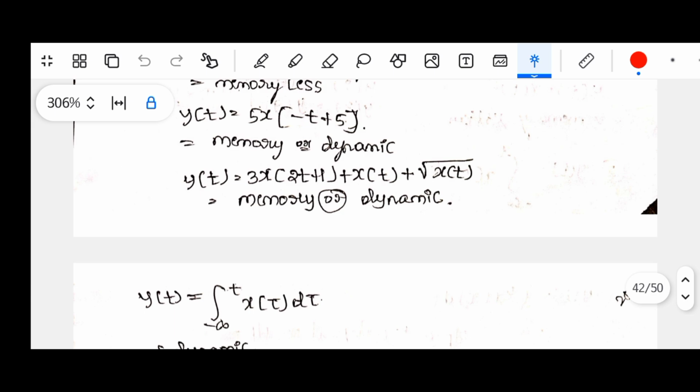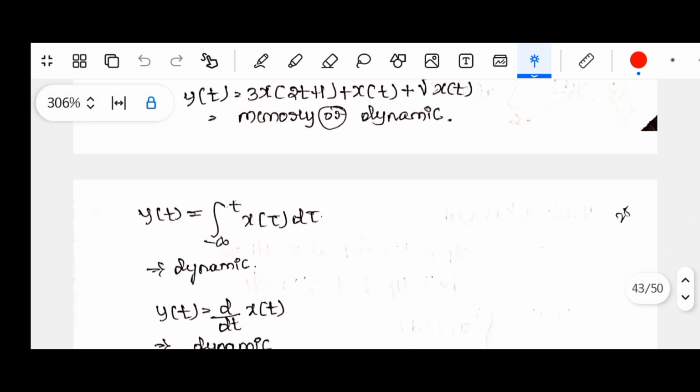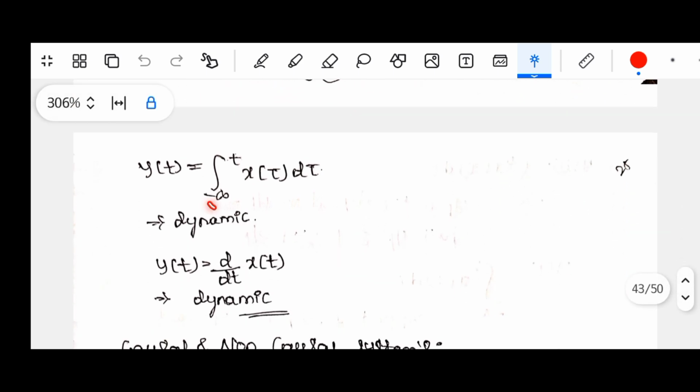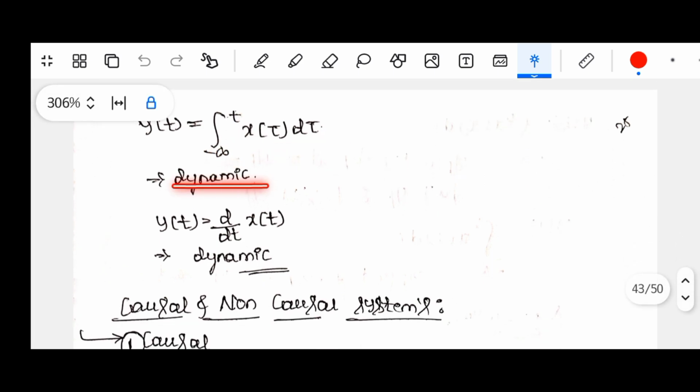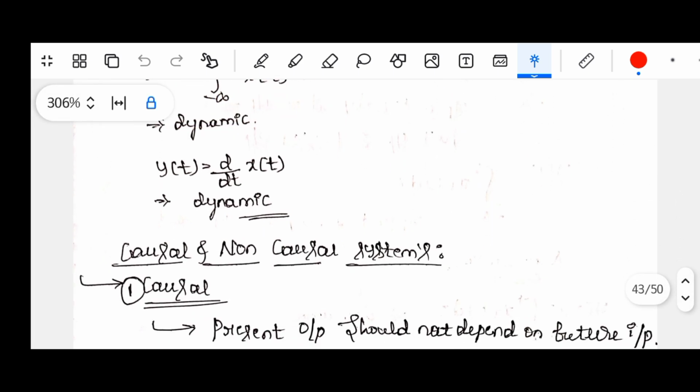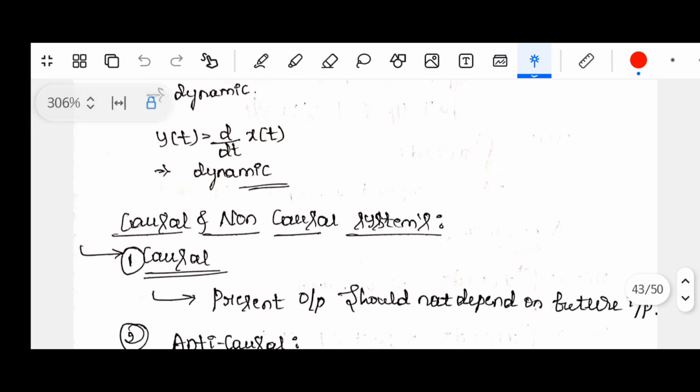See this. Y of t is equal to 3 x of 2t plus 1. Here t is not a constant because t is multiplied with 2. Therefore, it is a memory system. Y of t is equal to integration from minus infinity to plus t of x of tau d tau: it is dynamic. Y of t is equal to the differentiation of x of t will be dynamic.